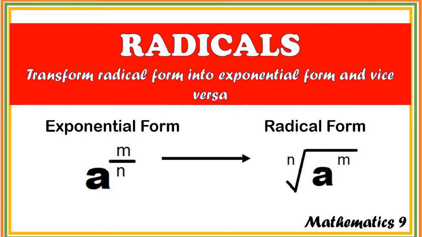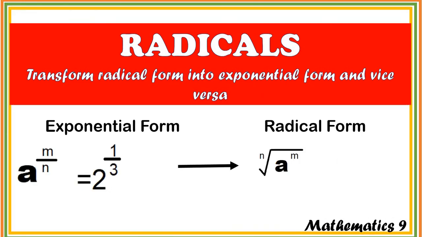Let us begin first with converting exponential form into radical form since we already discussed the exponential form. So, a raised to m over n is in exponential form while nth root of a raised to m is in radical form. So, hindi tayo dapat malito dito since may tatlong character lang tayo: isang base, isang exponent, at saka isang order which is yung n. Okay? So, ililipat lang natin sa radical form na ganito.